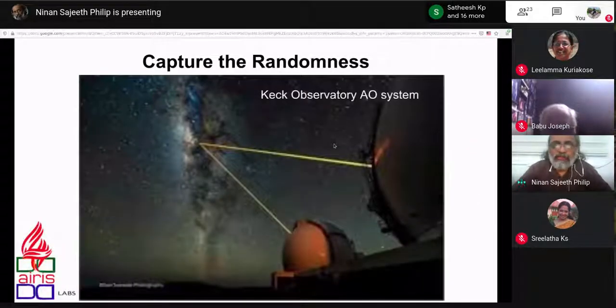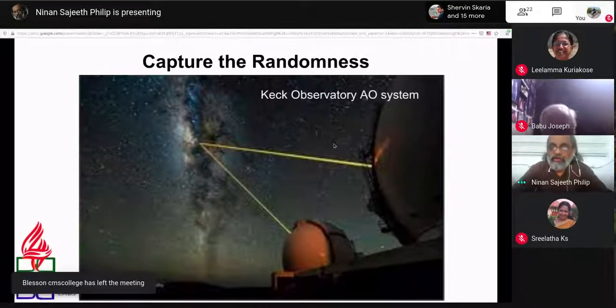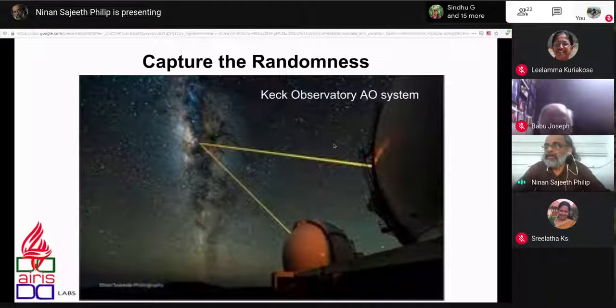Now, how do we do it? Well, we do it by shooting a laser beam that gets reflected back from the upper atmosphere and is captured by the second telescope or the same telescope. Since we know how the laser beam should look, because we created it in the telescope, we can say that any distortion or variation we see from the expected final image is due to the atmosphere. And this information can be used to deform the mirrors in the AO system.